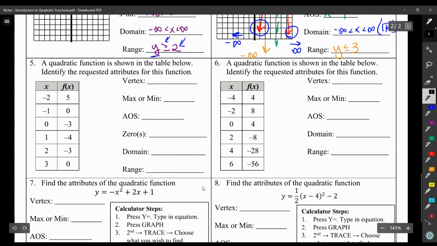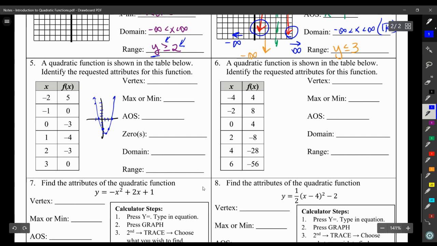So here's my little x and y axis. The first coordinate I have is negative 2, 5. So negative 2, and then 1, 2, 3, 4, 5. I'm just going to sketch it out so you can see how this is moving. Negative 1, 0 would be here. 0, negative 3 would be here. 1, negative 4. 2, negative 3. And 3, 0. So it looks something like this.